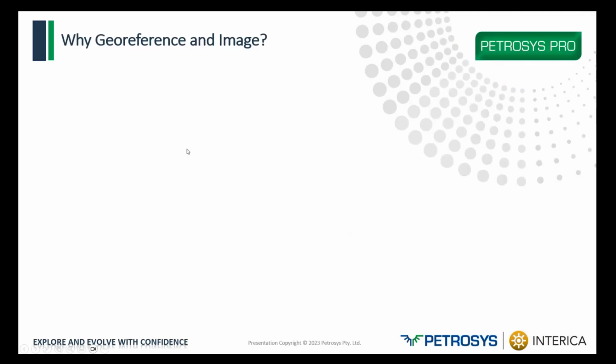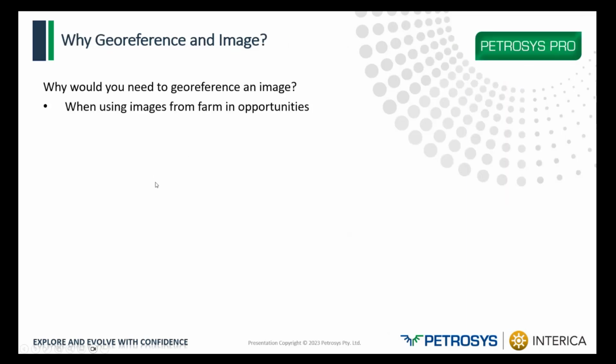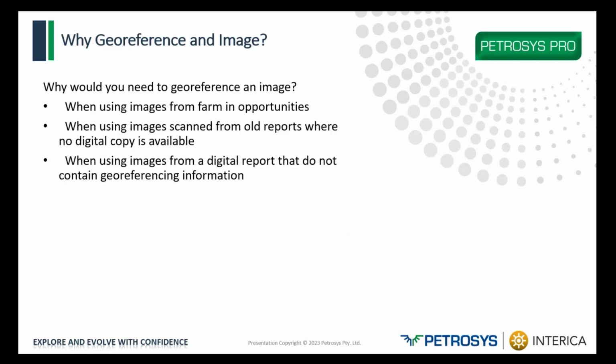So why would we want to georeference an image? If we're using images from farming opportunities that aren't georeferenced, we may want to georeference those to tie them in and line them up with our existing information to see how that ties in and see if it's worth farming into that opportunity. When using images scanned from old reports where we don't have a digital copy, we can scan those in, digitize those images, and then extract information from those. Or when we're using images from a digital report that don't contain georeferencing information.